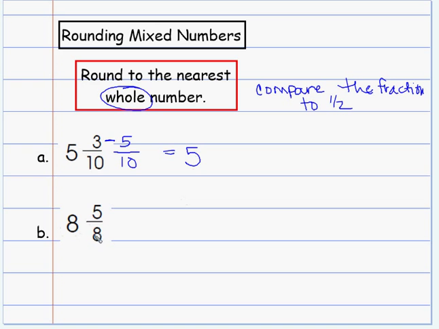Okay, now 8 and 5/8. Write the denominator. What is half of 8? Half of 8 is 4. So now look at the numerator that you have. Is this 5 less, equal to, or greater than? This number is the same as half. Is your 5/8 bigger than half? If it is, then you bump your whole number up to the next number.